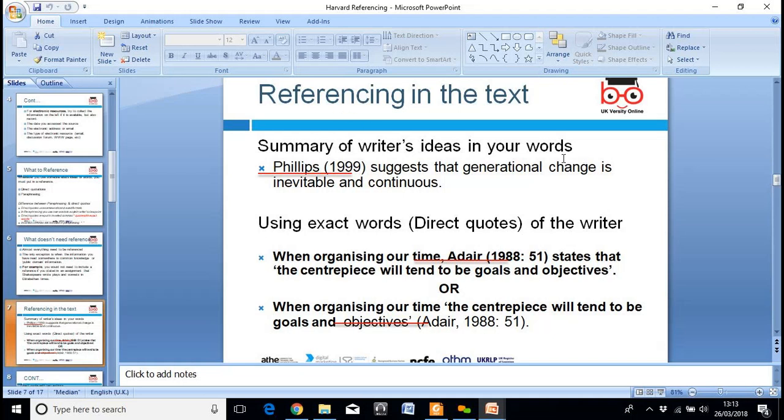A paraphrase is a summary of the writer's ideas in new words. You can write, Phillips, 1999, suggests that generalization change is inevitable and continuous. So you've mentioned that you are paraphrasing what he says, yeah?